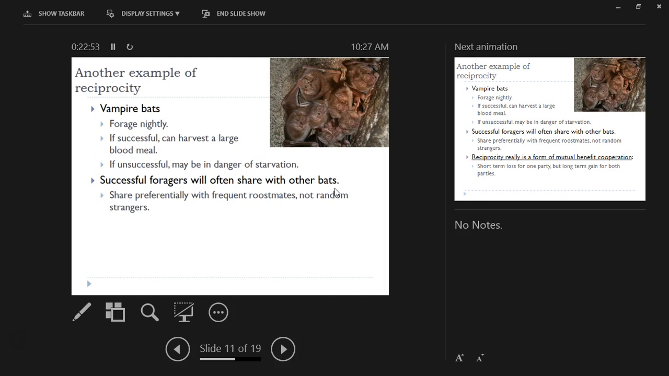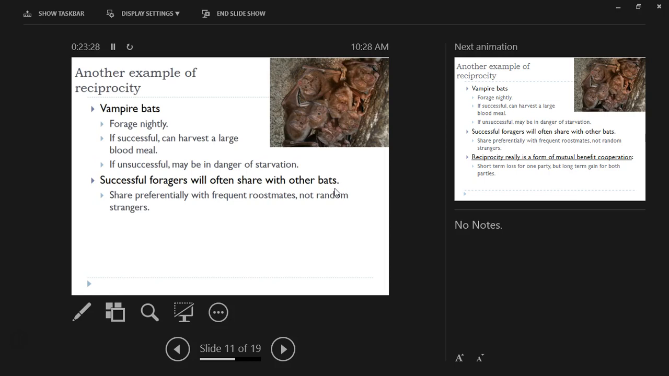They are basically giving up some of their meal, some of this nutritional benefit that they've gotten, for the benefit of other individuals. The argument for why they're doing this, though, is that they're never only going to encounter these individuals one time. They're coming back to the same roost every night, and the same individuals are coming back to the same roost every night. So if they share with another individual now, there's a good chance that a few days from now, if they're unsuccessful foragers, that same individual will pay back that favor by sharing back with them.